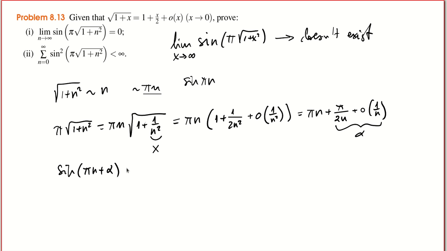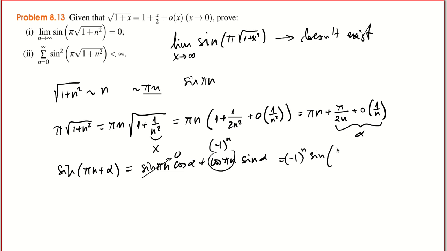Then the sine of pi n plus alpha is the sine of pi n times the cosine of alpha plus the cosine of pi n times the sine of alpha. All right. The sine of pi n is 0, and the cosine of pi n is minus 1 to the n. So this is minus 1 to the n times the sine of alpha. The sine of alpha is pi over 2n plus O of 1 over n.